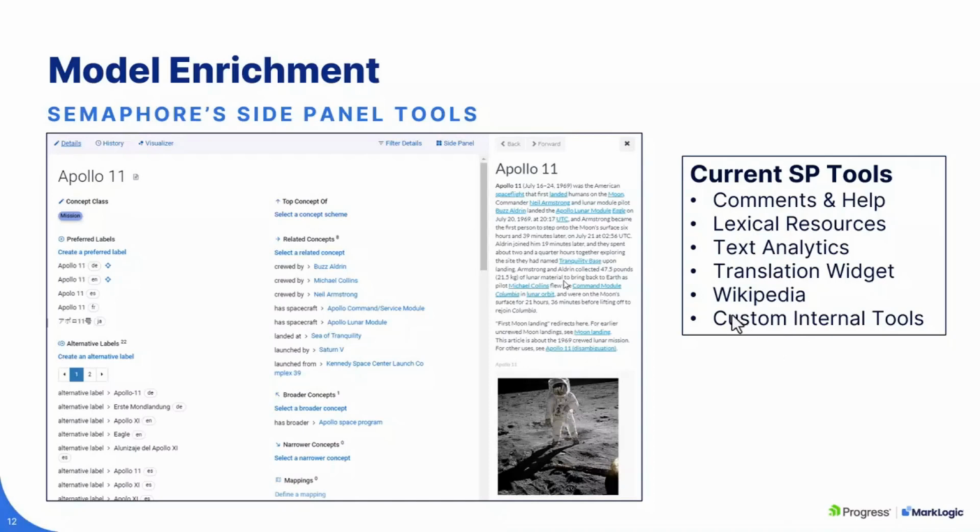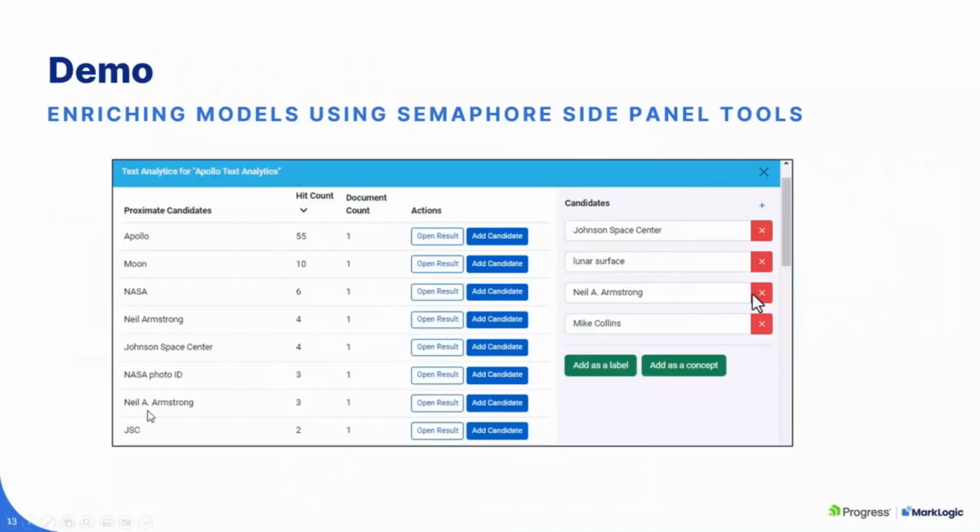Finally, the custom internal tools. You can make your own side panel tools, which is very cool. You can point to your databases, your graph databases, to indexes, whatever tool you want to create. It's available for you here via APIs. All right, so I believe that brings us to our demo.